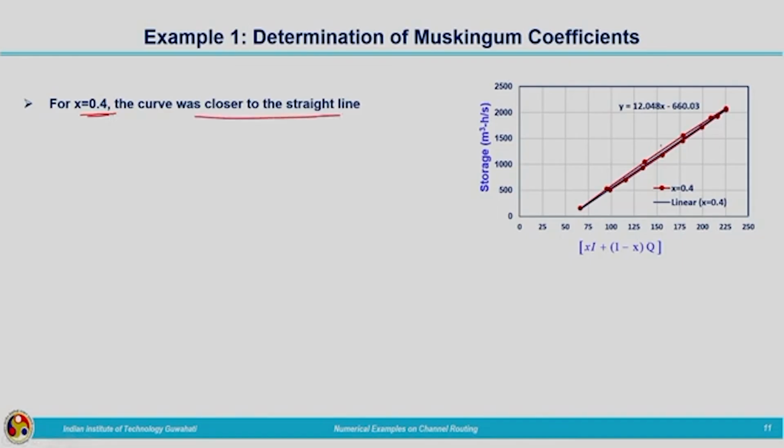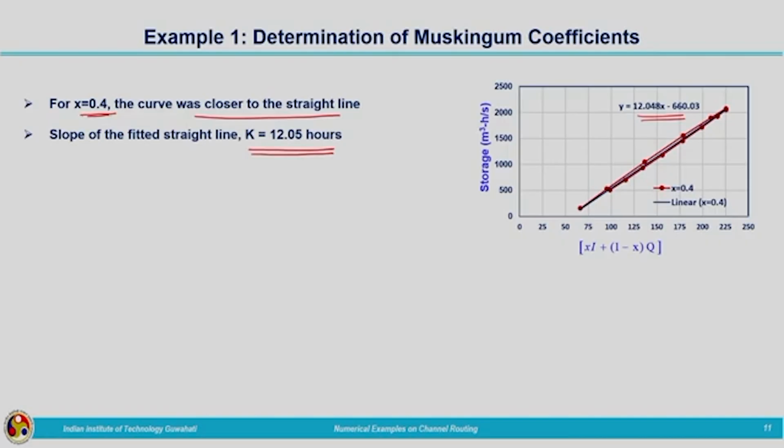The fitted straight line has the equation y equal to 12.048x minus 660.3, that is y equal to mx plus c, and m is representing the slope. Here it is 12.048. The slope of this line gives us the value corresponding to the coefficient k. Slope of the fitted line is 12.048 and we can approximate it as 12.05. So, the value of k is 12.05 hours.